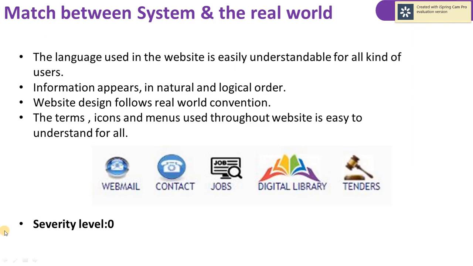As in the attached picture, there are 5 menus which are easily recognized by their pictures. Here for the webmail there is a mail icon. For contact there is a telephone. For jobs there is a job searching icon, and for the digital library there are books which represent the library, and for tenders there is a picture which shows the tenders. So here the severity level is also 0, which is a good thing about this website.